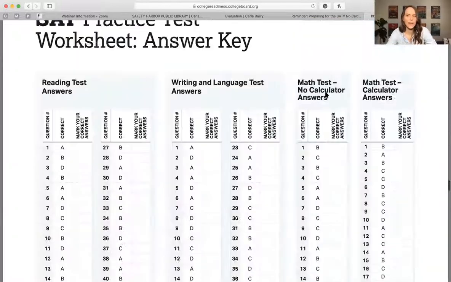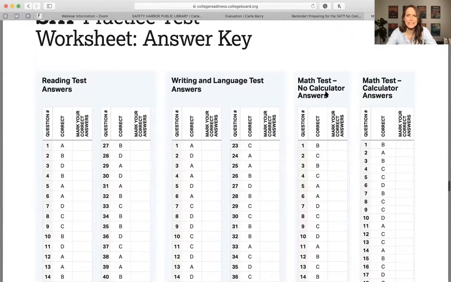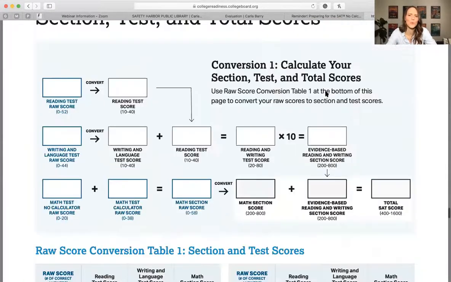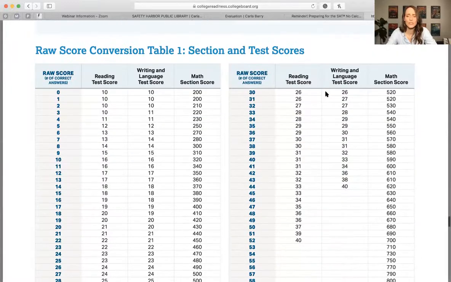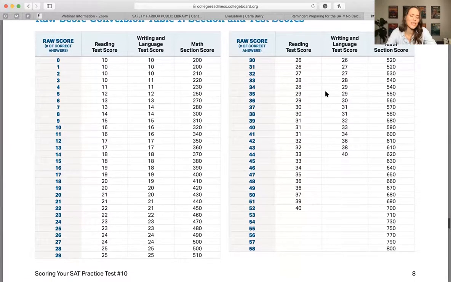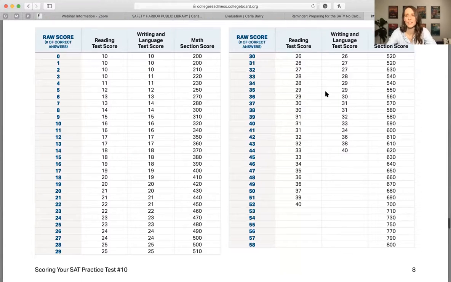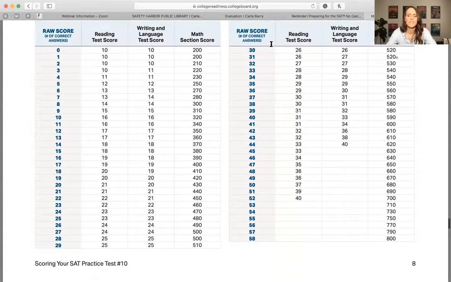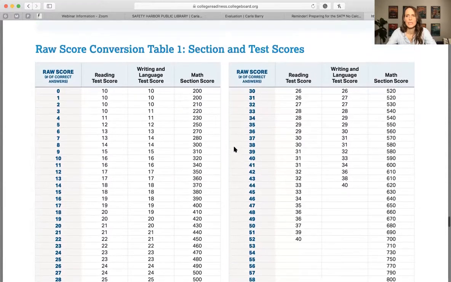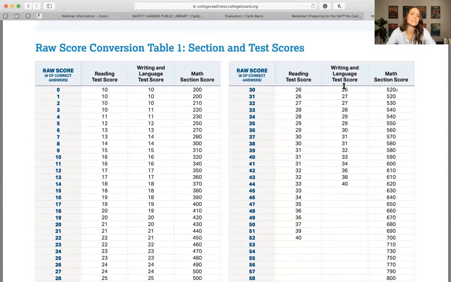the scoring for the math section. So the math section's the easiest one to determine your score. You just add up how many questions you got right in the no calculator section to the number of questions you got right in the calculator section. That gives you your raw score. And then you find it in this left-hand column. And then you can see how that score scales to your actual SAT score.